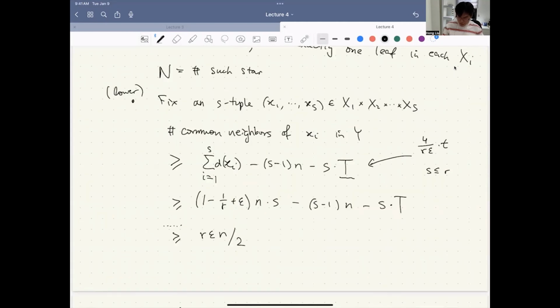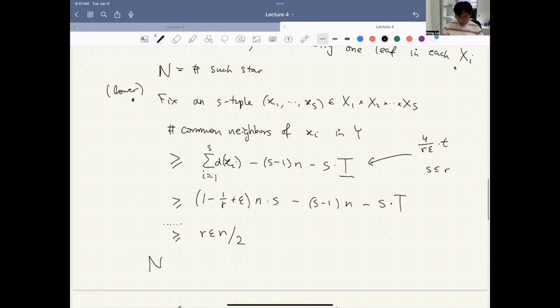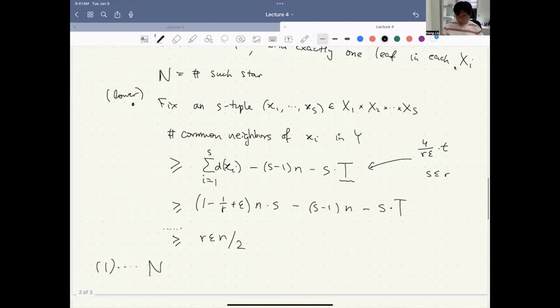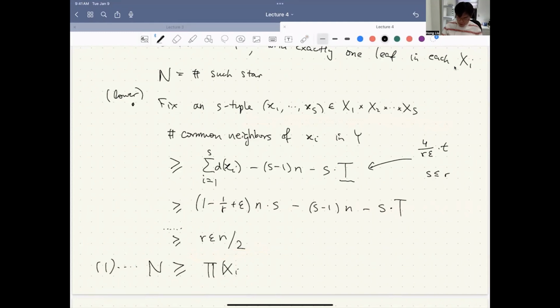This is a lower bound, oh, here, I forgot to say the lower bound. N is at least what? We count for every s-tuple, we have this many common neighbors. Each common neighbor contributes to that star. So this is at least the product of Xi, i goes from 1 to s. This is the total number of s-tuples, times each s-tuple gives you a common neighbor of theirs, which gives you a distinct star.